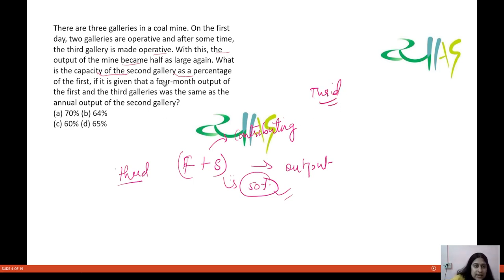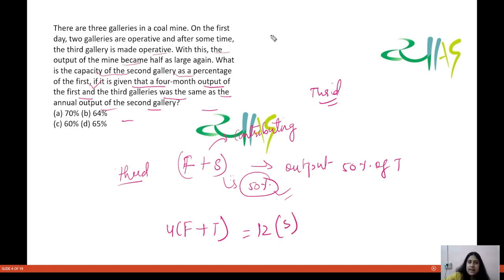Fine. What is the next equation given? It is saying what is the capacity of the second gallery as a percentage of the first if it is given that the 4-month output of the first and the third gallery was the same as the annual output. So the 4-month output of the first and third gallery is equal to the 12-month output of the second gallery. See, we are getting two equations. Number one, T is equal to 50% of F plus S.